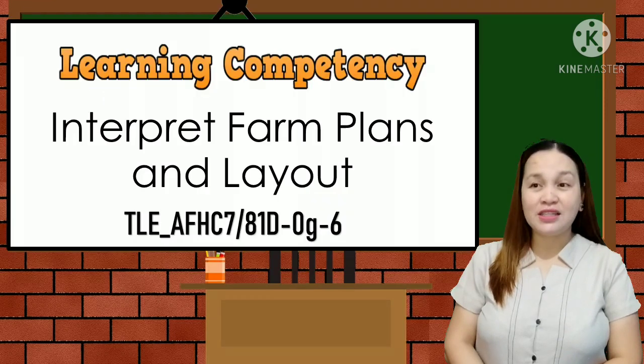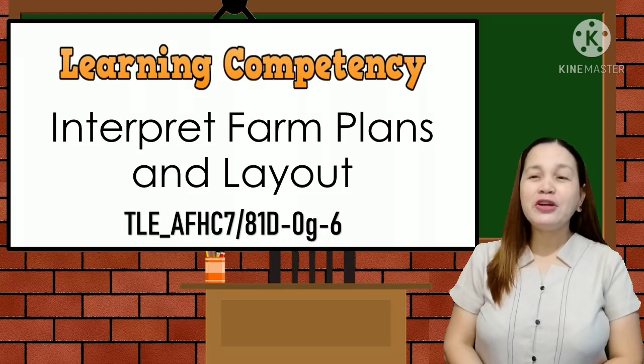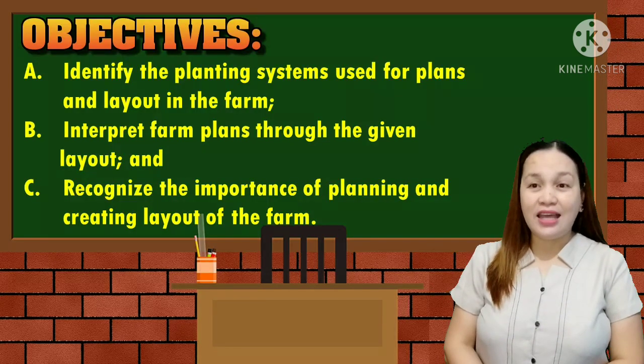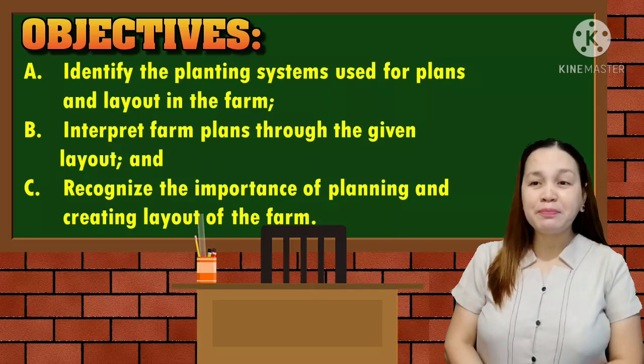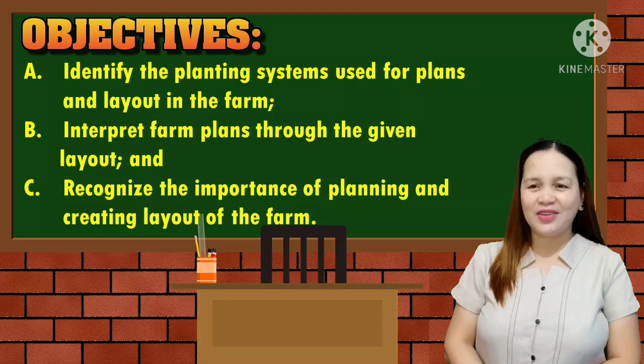Our learning competency for today: interpret farm plans and layout. For today's objectives: identify the planting systems used for plants and layout in the farm, interpret farm plans through the given layout, and recognize the importance of planning and creating a layout of the farm.